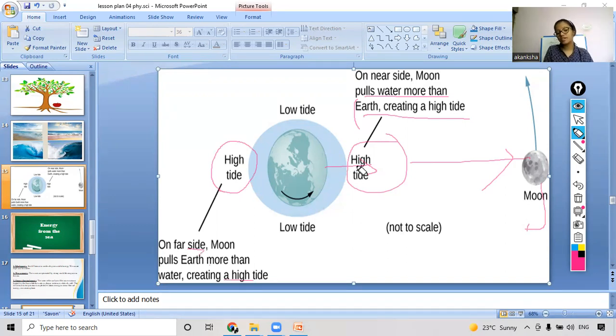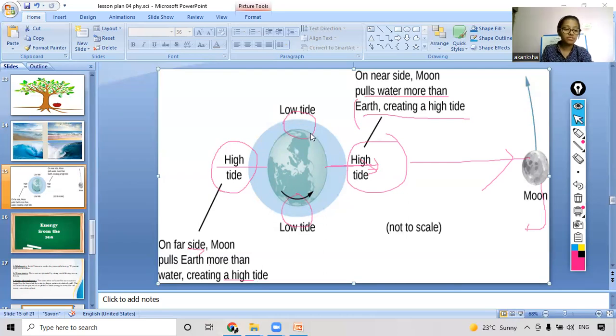as here the water is getting pulled from both sides, so the water present in other areas will become less, and then this will cause the low tide to happen in these regions. So this was the main reason for low tides and high tides to occur. So now are you clear how the gravitational forces are causing these low tides and high tides to occur?